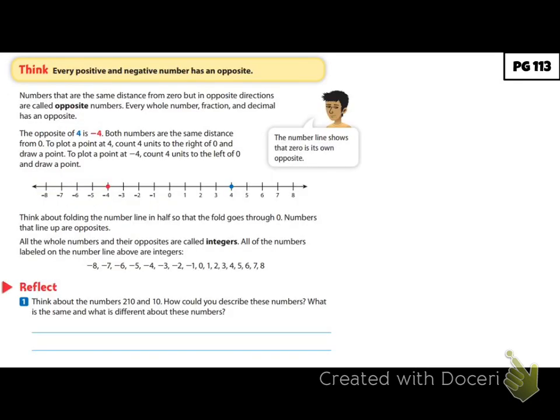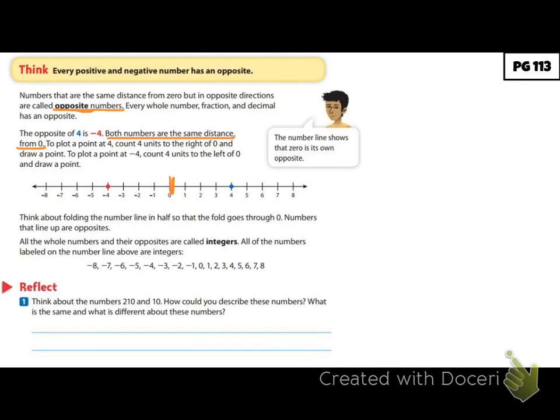So let's think. Every positive and negative number has an opposite. Numbers that are the same distance from 0 but in opposite directions are called opposites. Every whole number, fraction, and decimal has an opposite. The opposite of 4 would be negative 4, because both numbers are the same distance from 0 in opposite directions.